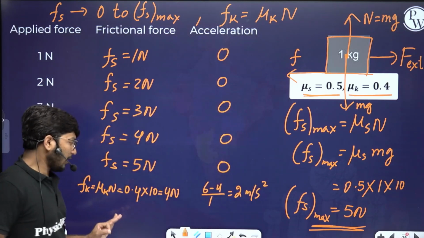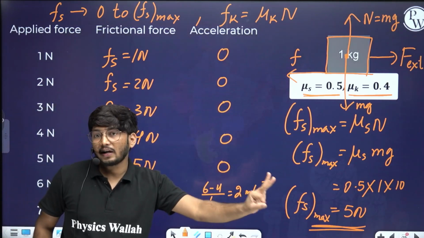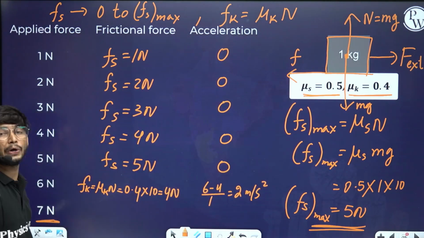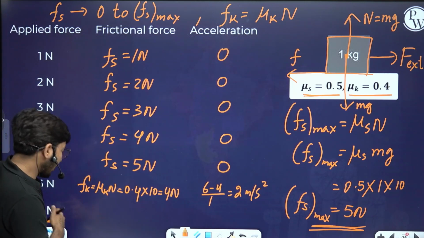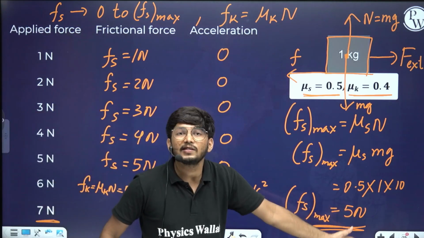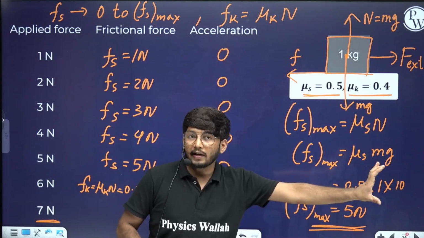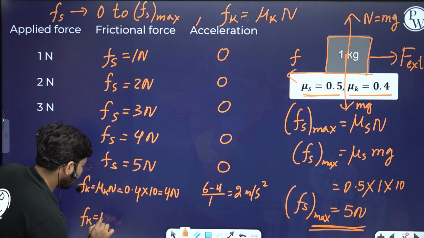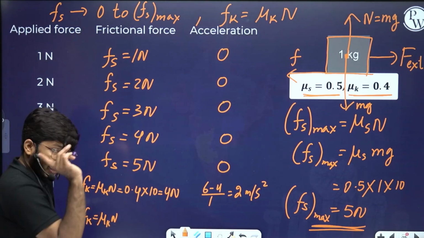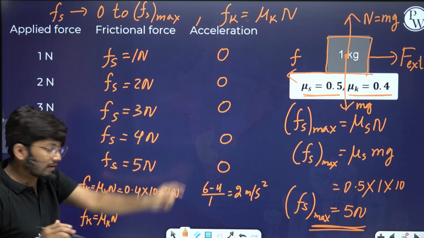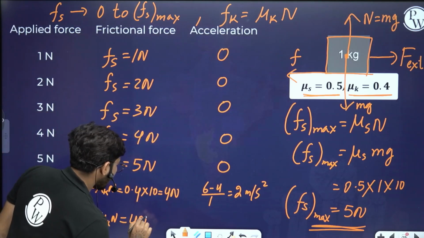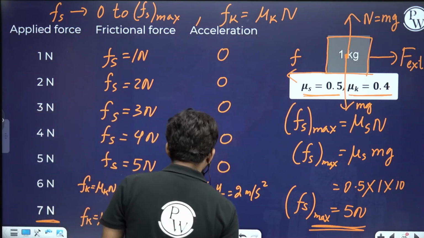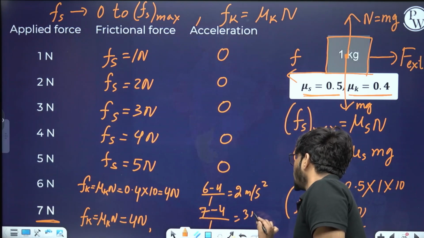Friction is trying to reduce the 2 meter per second square acceleration, right? But when you have 7 Newton of applied force, this 7 is greater than this 5. Definitely the block is having kinetic friction, but its value Fk is going to be mu k into n. Again, I told you kinetic friction will have a definite value. Still, this is 4 Newton, but acceleration will be 7 minus 4 divided by 1 mass, which is 3 meter per second square, correct?